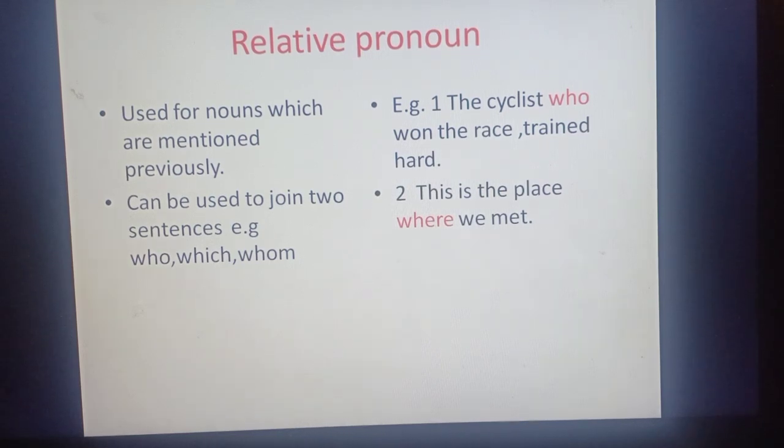In two situations. First situation is the race. He was participating in the race. And trained hard is the second situation. So the same person involved in two different situations and the situations are joined by using a relative pronoun. So who is the relative pronoun. Second, this is the place where we met. So place is the situation, we met is the second situation, and where is the relative pronoun relating both the situations.